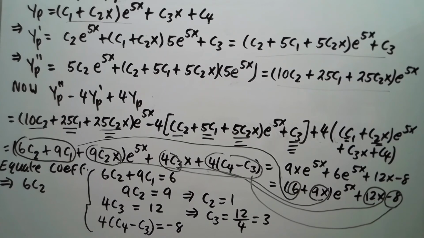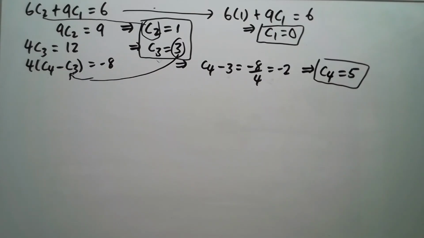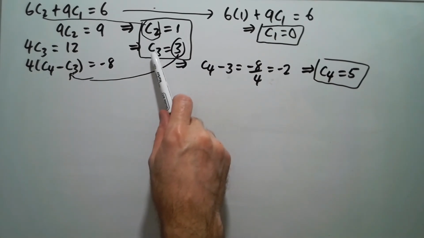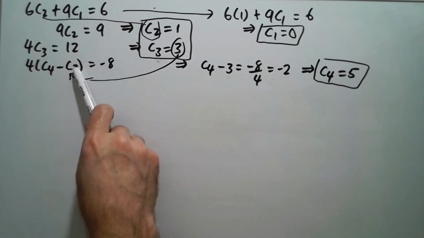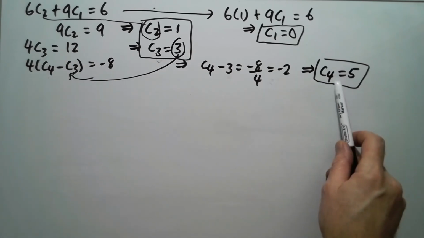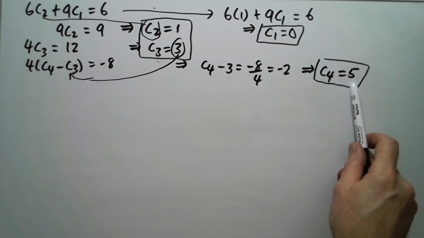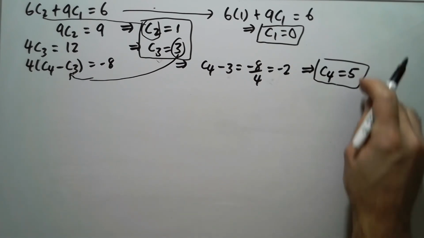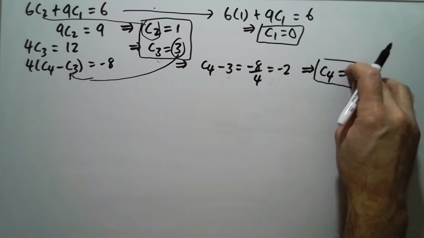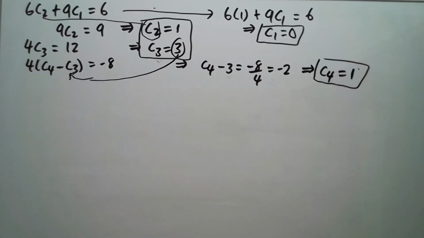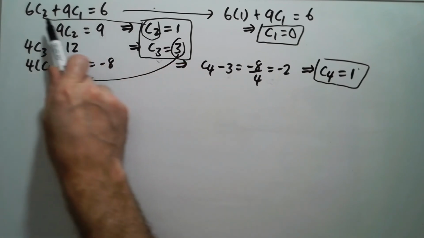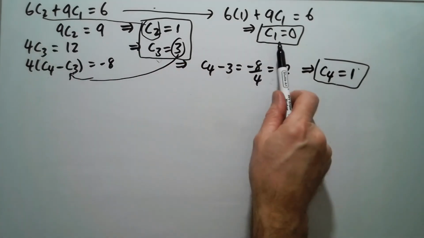Okay, so I'm out of space here, so let me erase a few things and we'll keep going. Okay, so here's our system up here. So we found that c2 was 1 and c3 was 3, so putting the c3 over here and solving this, I'll let you check, you get c4 is 1. Okay, and then putting c2 being 1 over here, then looks like c1 is going to be 0.